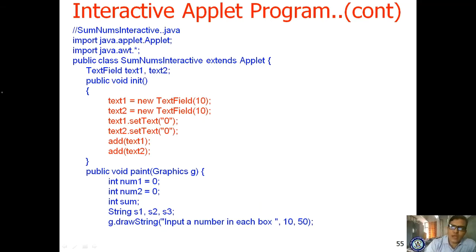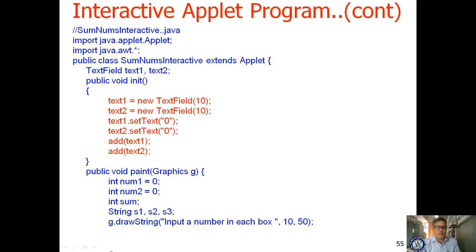Add text1, add text2. So we have to add two text field controls. Okay, so it is initialized. Now you are writing public void paint(Graphics g). Public void paint(Graphics g), it means it is displaying.